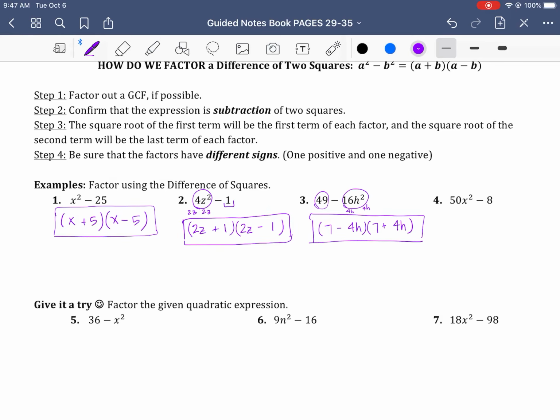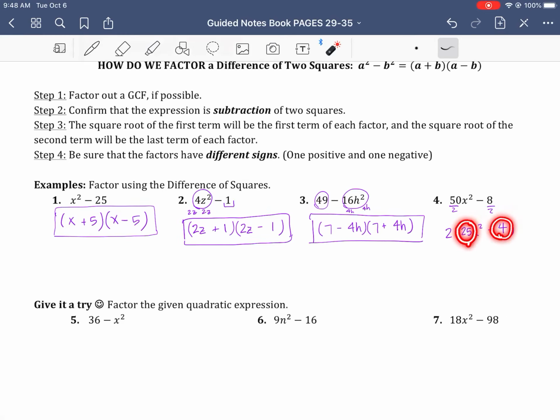Number 4, if you look at this one, we ask again, is there a greatest common factor? Notice that 50 and 8 both divide by 2. Now 50 has x's, the 8 term does not have any x's, so we're just going to divide out a 2 from each piece, and remember the 2 gets to come out front. If I divide 50 by 2, I get 25, and you still have that x squared, and then negative 8 divided by 2 is negative 4. Notice now I have a difference, and 25 is a perfect square, and so is 4.